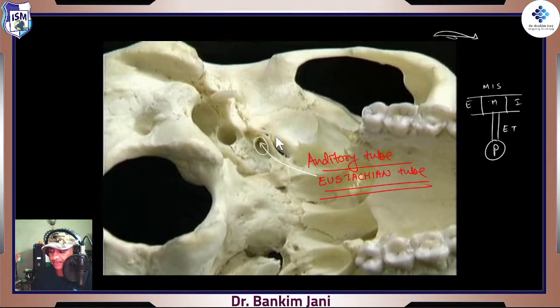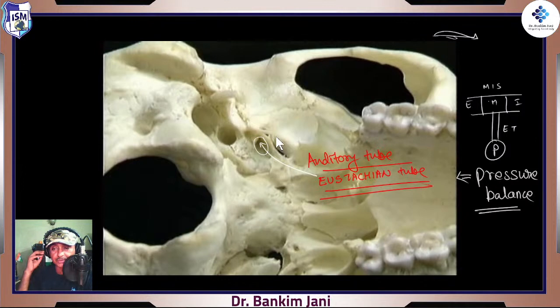The function, the purpose, is pressure balance. Now, when this pressure is not properly balanced, especially when your aircraft goes to a higher level, you start getting what is called tinnitus, the pain in the ears and that whistling sound. If this ET tube is blocked, that is what leads to severe pain in the ears.